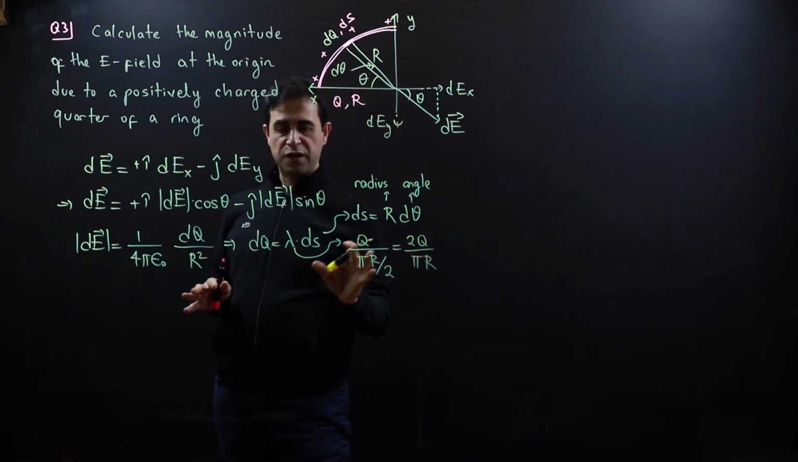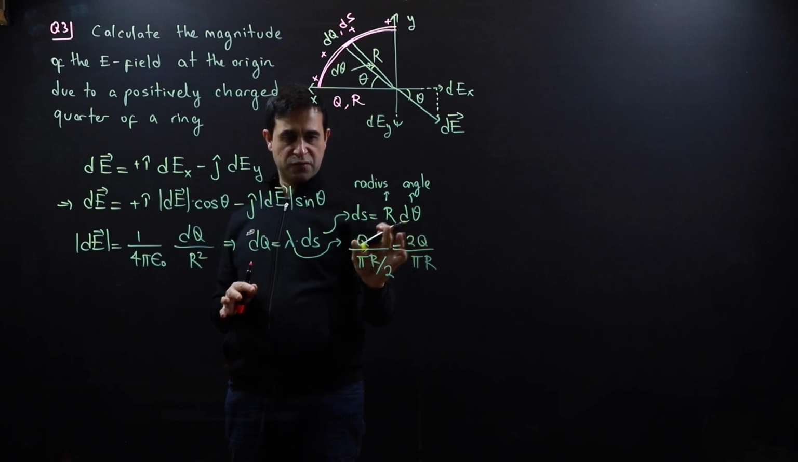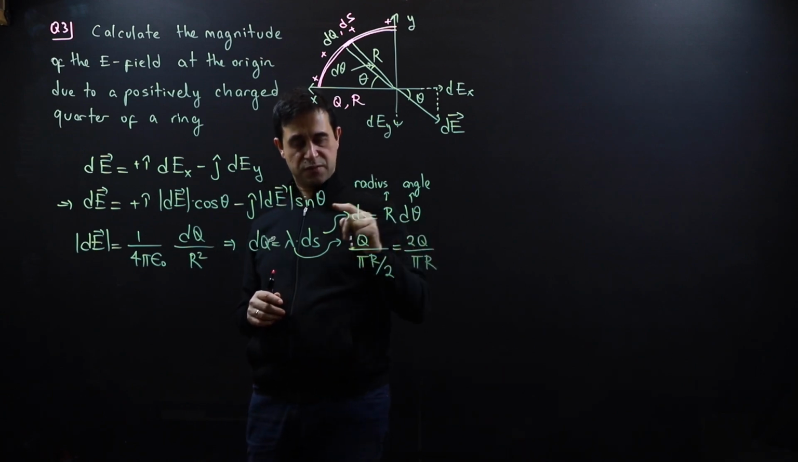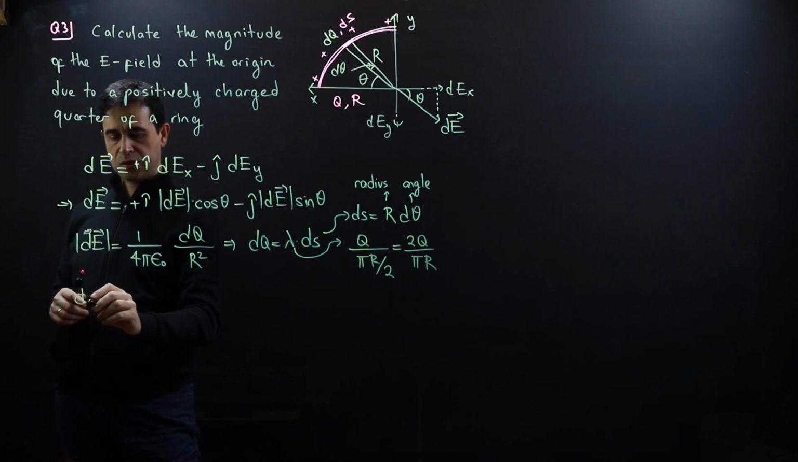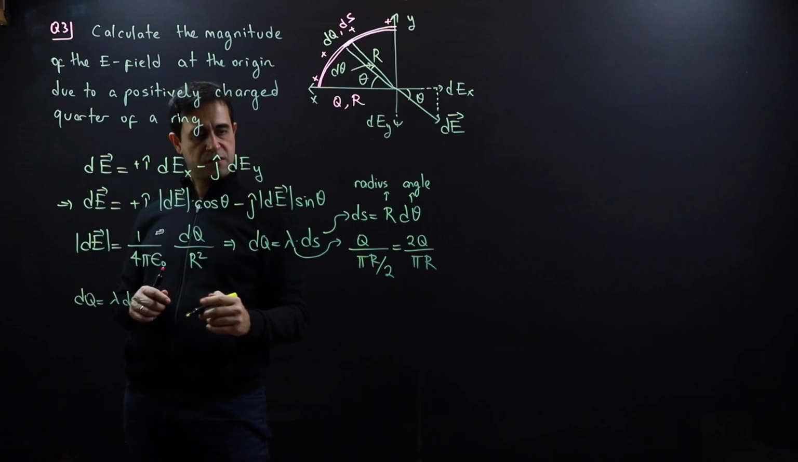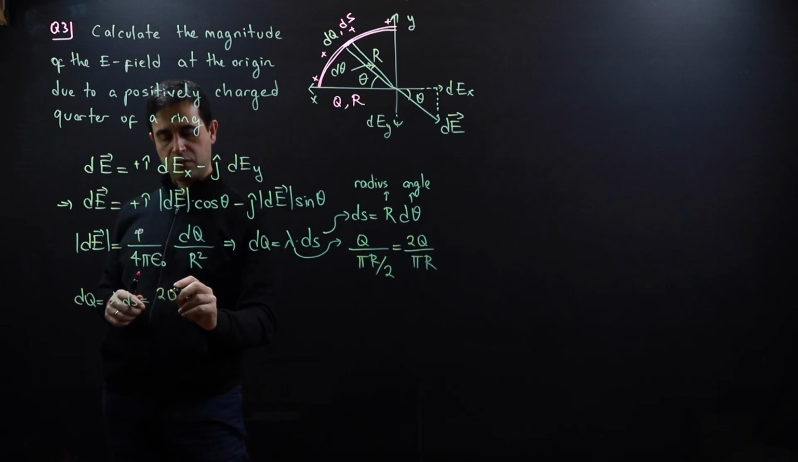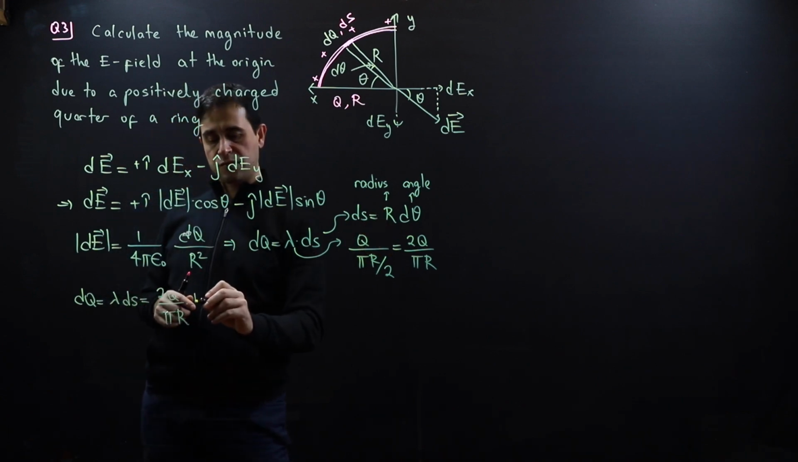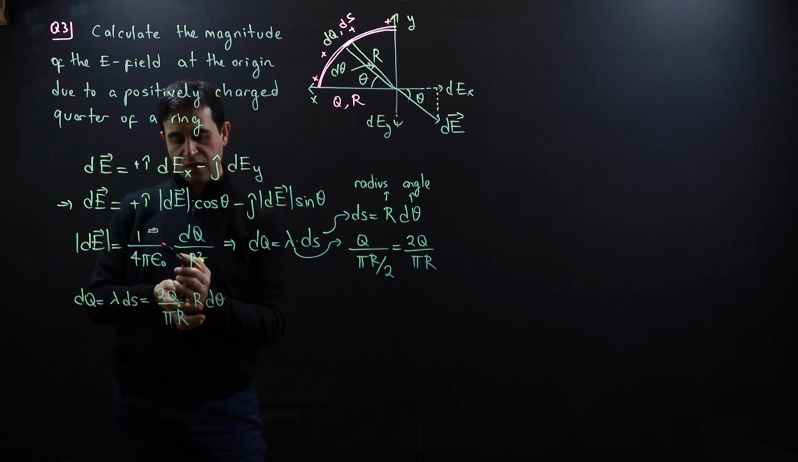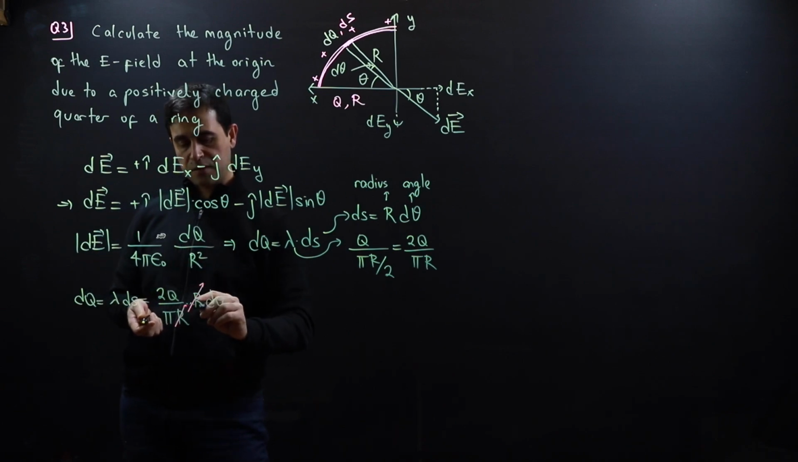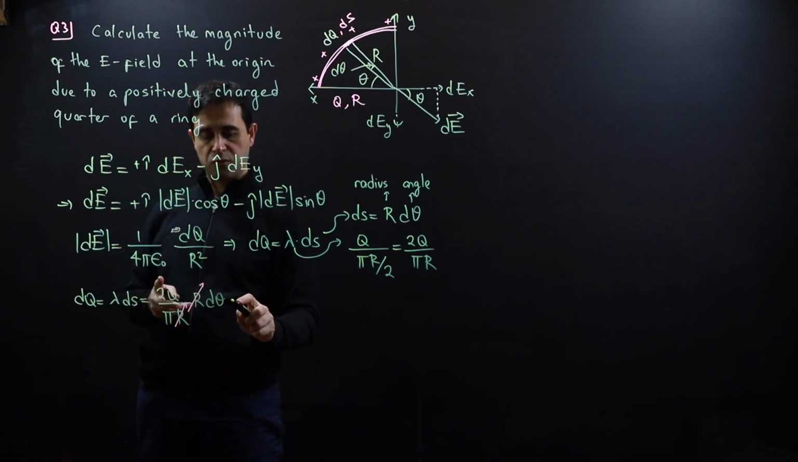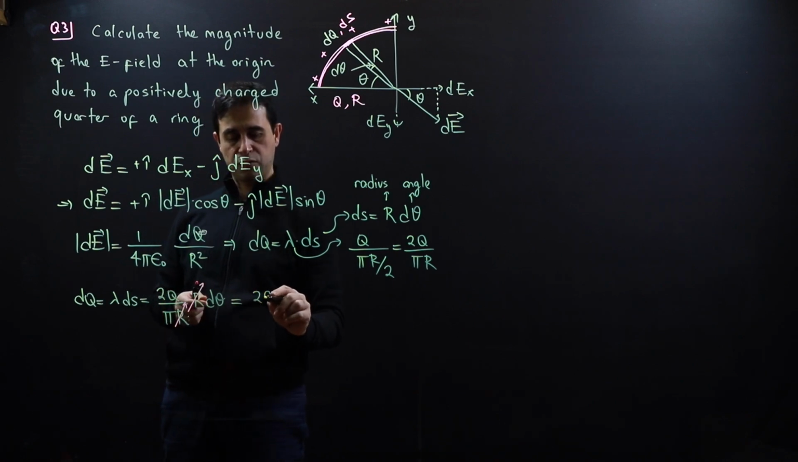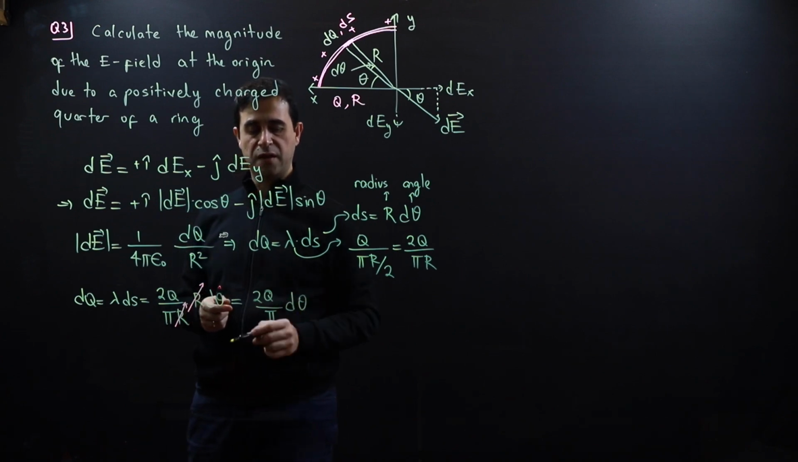Okay, so now I'm ready to write down this dq in terms of these quantities. It's lambda, which is this, times that. So dq is equal to lambda times ds. Lambda is 2Q divided by pi r, and ds is r times d theta. Okay, this is nice. I can cancel these two r's, and I'm going to get this better form: dq equals 2Q divided by pi times d theta. Okay?